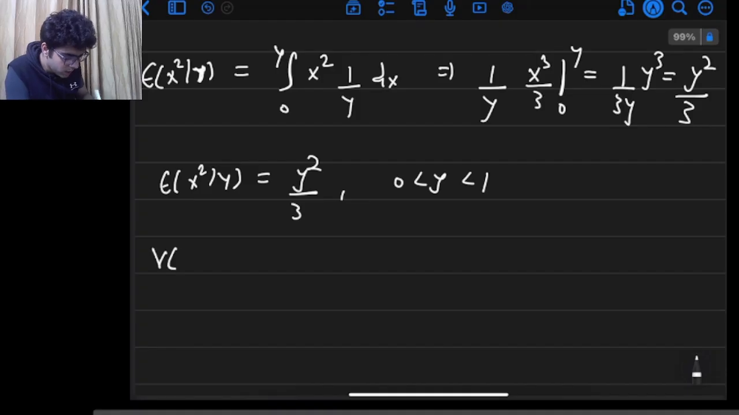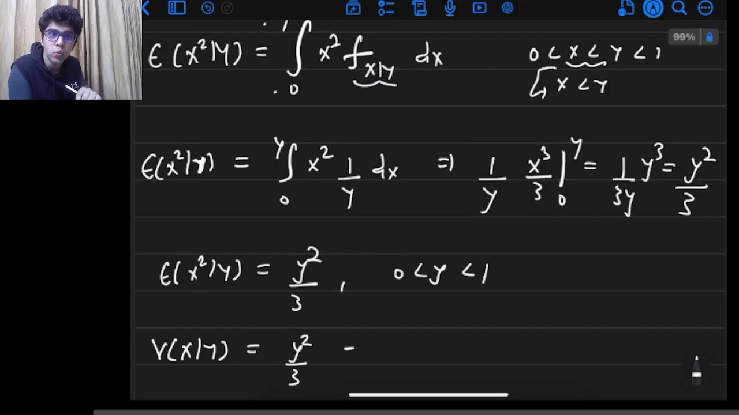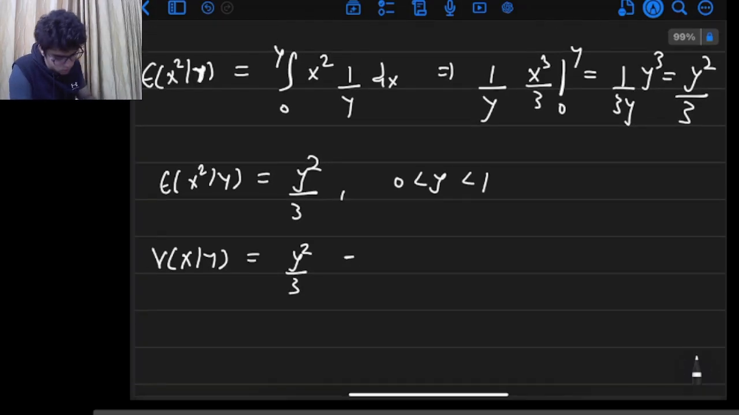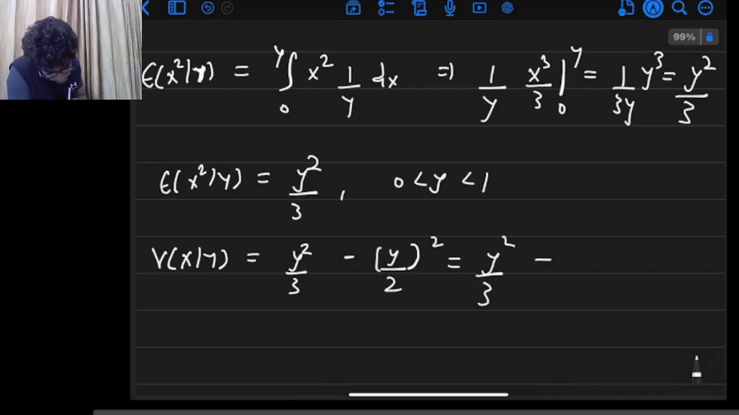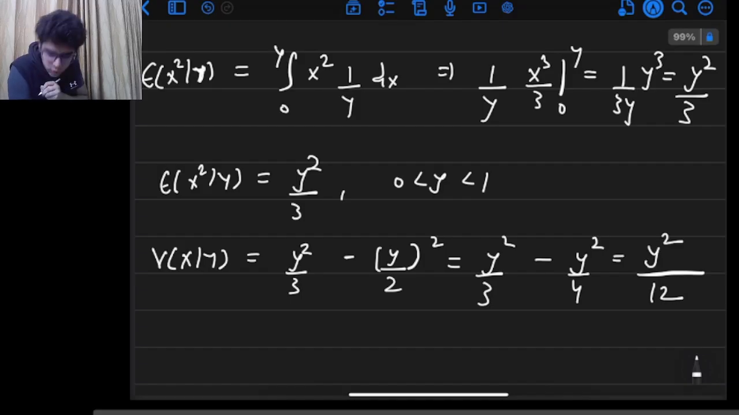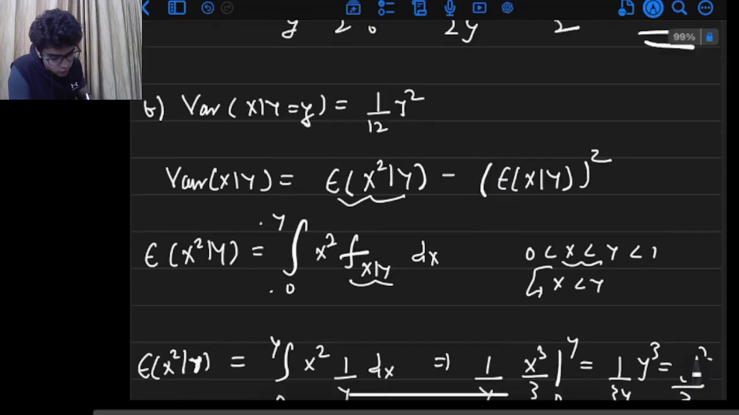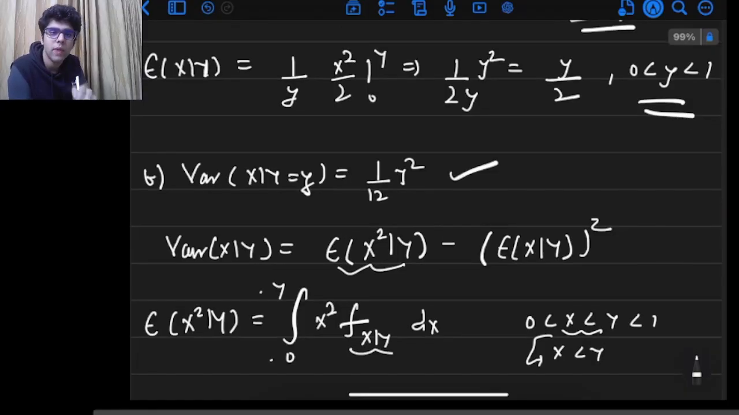Now we need to compute the variance of x conditional y. This becomes y square divided by 3, which is the expected value of x square conditional y. Subtracting from it is the square of the expected value of x conditional y. So the expected value of x conditional y was y by 2, and the square of it will be y square by 4. So this is y square by 3 minus y square by 4, and if I take the LCM of 12, 4y square minus 3y square gives me y square by 12. And this was what we had to prove, y square by 12.